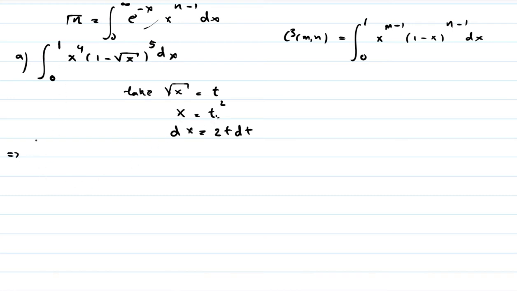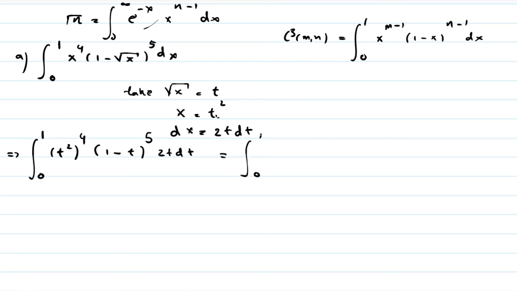So this leads to limits that are going to remain the same, 0 to 1, but now our function is no longer going to be in terms of x, but in terms of t. So if x is equal to t squared, this means we are going to have t squared raised to 4, into 1 minus root of x, which we know is t, all raised to 5, and instead of dx we are going to have 2t dt.